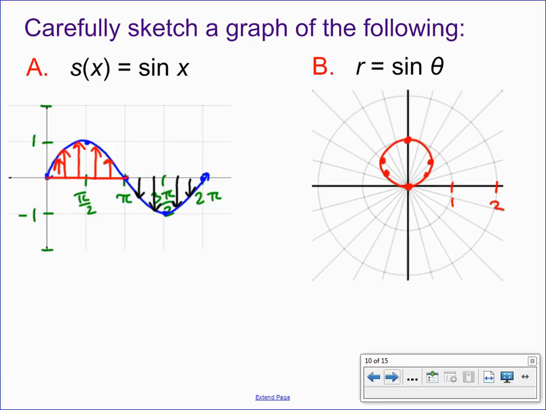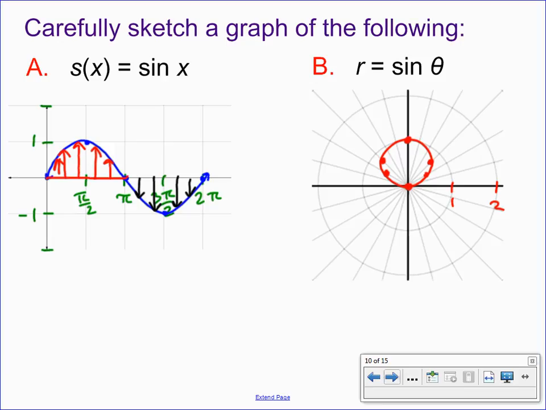If we said that my s of x, my function values, are going to correspond to our radius magnitude values, right? Then whenever we have a negative function value, I'm going to be plotting in the negative direction, because negative r values cause the negative direction. So let's go ahead and consider another key point.